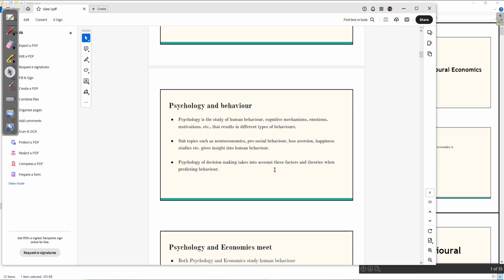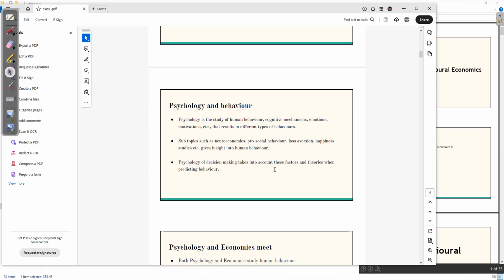Now let's look at psychology and behavior. When we are talking about behavioral economics, we are talking about behavior. Behavior is impacted by the psychology of a person. Behavior depends on the psychology of a person. Psychology is the study of human behavior, cognitive mechanisms, emotions, motivations that result in different types of behaviors. Your emotions, your motivations, all these things result in different types of behaviors.